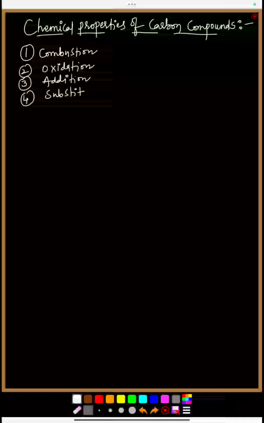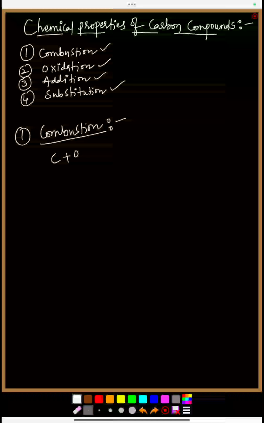So carbon mainly participates in four types of chemical reactions. One is combustion, second one is oxidation, third one addition, fourth one substitution. We'll see one by one. First of all, combustion. What is the meaning of combustion?